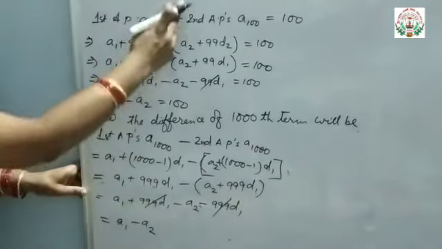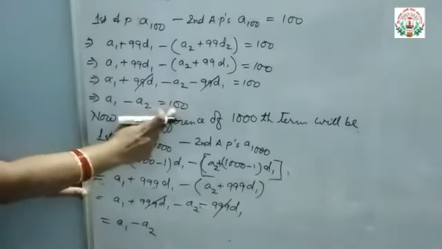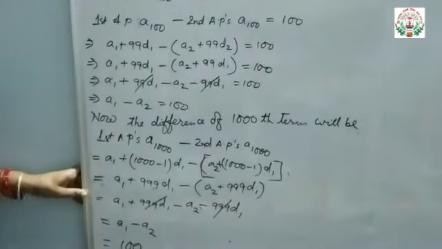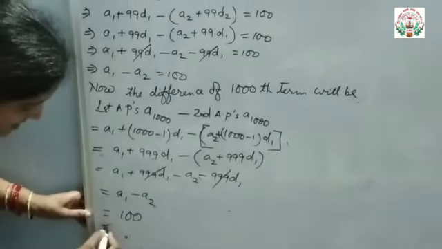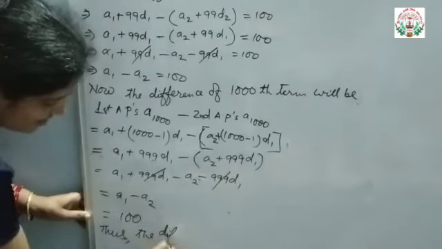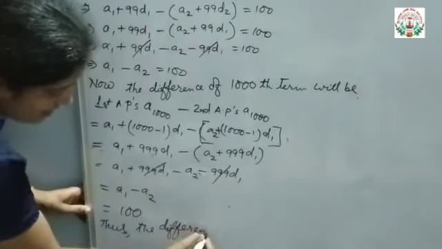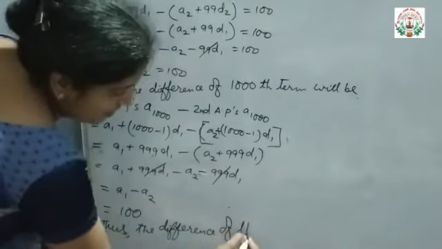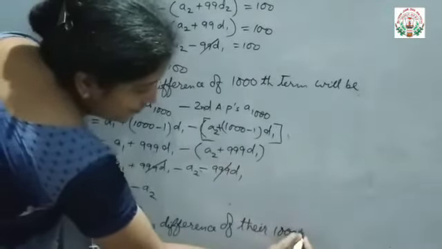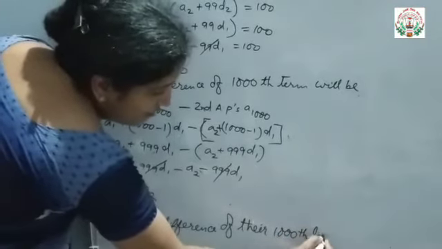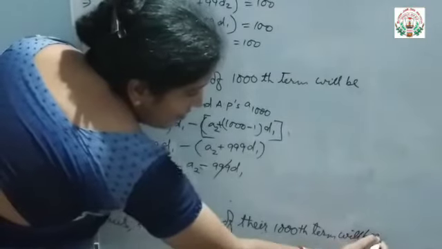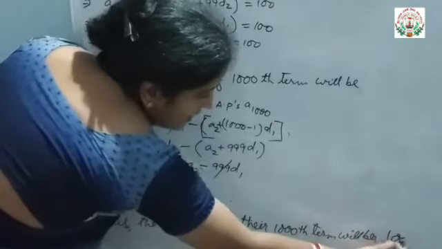So now what is the value of a1 minus a2? We have seen that it is 100, therefore it will be 100. Okay, so you can write: thus the difference of their thousandth terms will be 100. Answer.